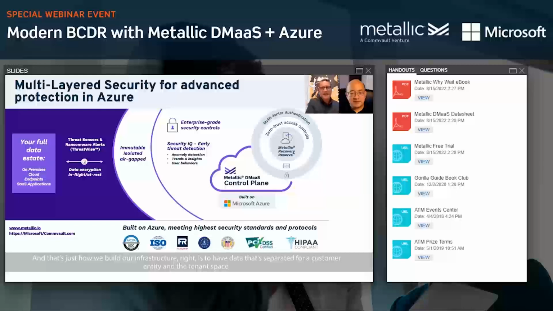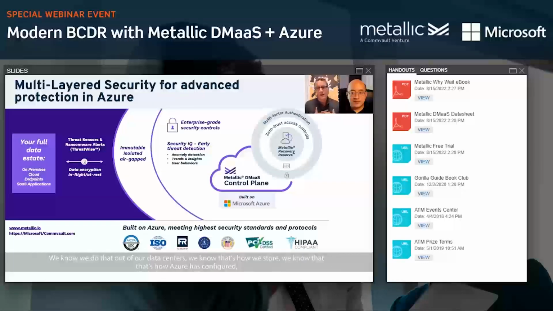It's to have data that's separated for a customer entity in the tenant space, but have it be accessible and stored in a secure manner that's always available to be aggregated by whoever needs it to be aggregated. And so this innovation, making sure that we're always aligned with whatever the next compliance motion or the next access use case comes along, is really important.